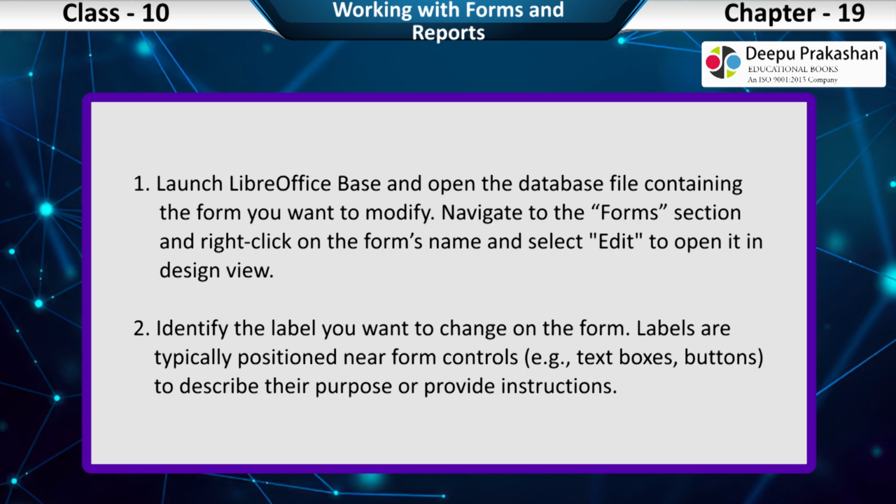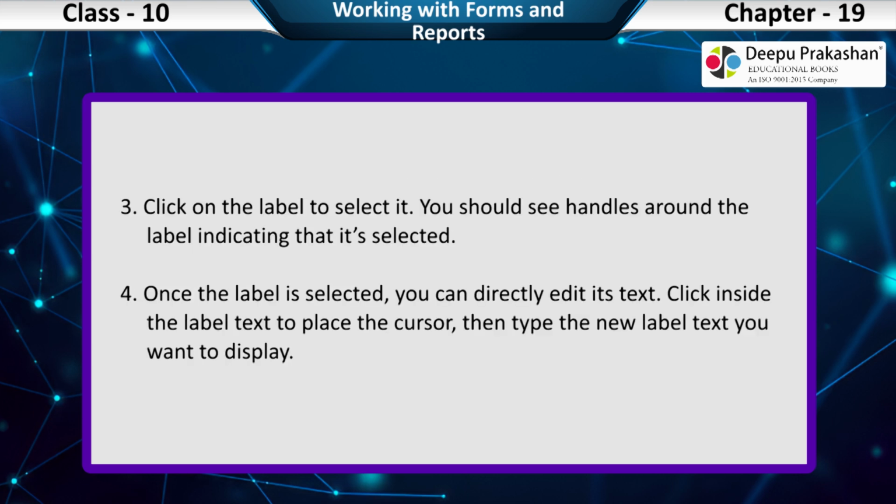2. Identify the label you want to change on the form. Labels are typically positioned near form controls, for example text boxes, buttons, to describe their purpose or provide instructions. 3. Click on the label to select it. You should see handles around the label indicating that it's selected. 4. Once the label is selected, you can directly edit its text. Click inside the label text to place the cursor, then type the new label text you want to display.